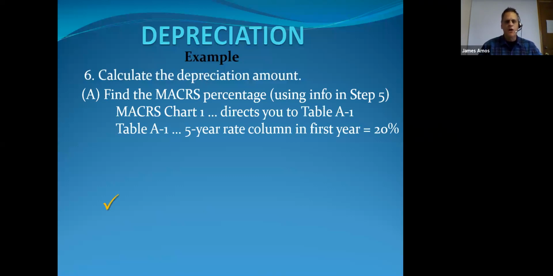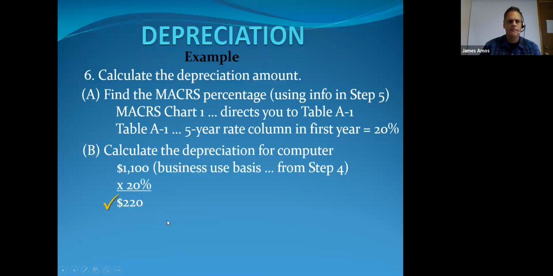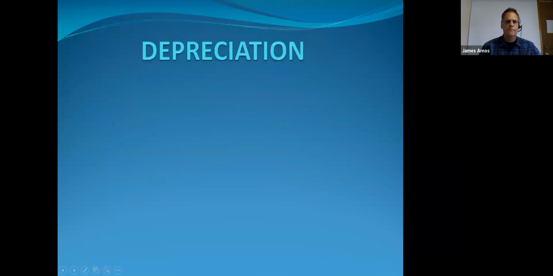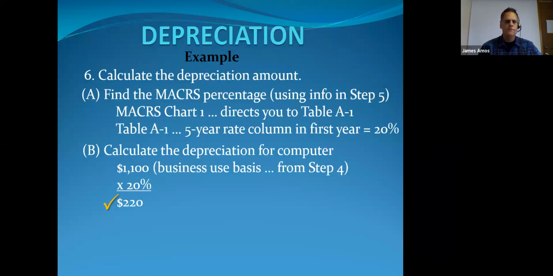So in the chart, what is the percentage for this individual? What percent should we be using in the first year? 20%. That's right, 20%. Then we calculate the depreciation for the computer. So we take $1,100 times that 20% from the chart, which gives us $220. That's his depreciation amount. Oops, I went ahead of myself, sorry. So that's the amount he gets to depreciate for the first year. Does that flow make sense?